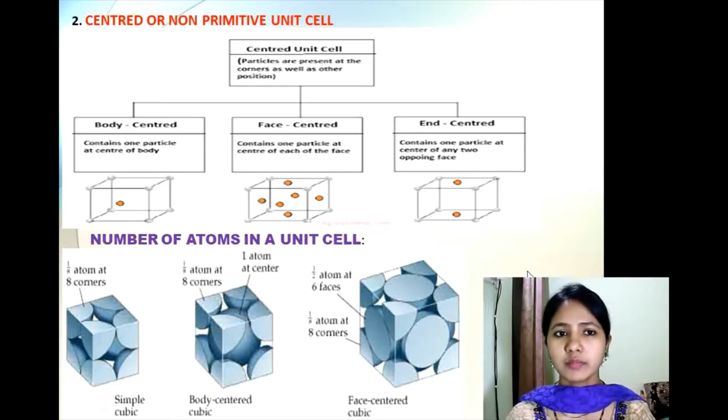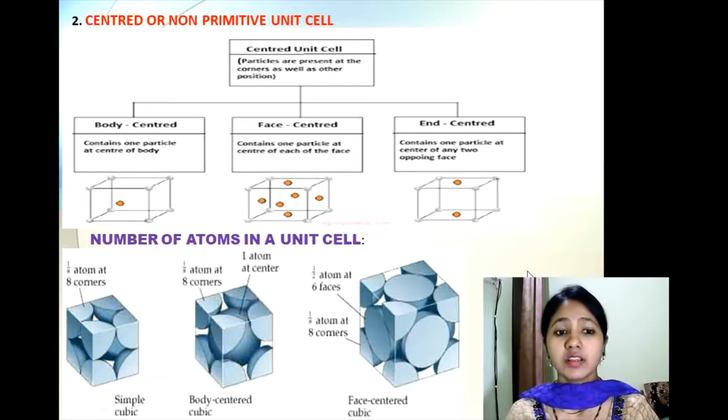So there are 3 types of centered unit cell: BCC, that is body centered, FCC, that is face centered, and the last one is the end center. In BCC, the particle is present at the corners as well as one at the center of the unit cell. Face center, again at the corners, 8 corners plus in each face of the unit cell. And the last one at the 8 corners again and 2 opposite faces of the cube. So this is all about your centered or non-primitive unit cell.